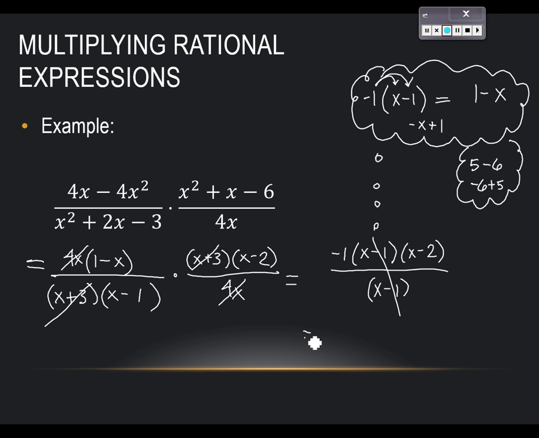So what do we have? We have negative 1 times x minus 2. Or our final answer, we could write as negative x plus 2. So I think we all agree that that's a very nice way to write this. Instead of all this mess up here, we can just write all of this as negative x plus 2.